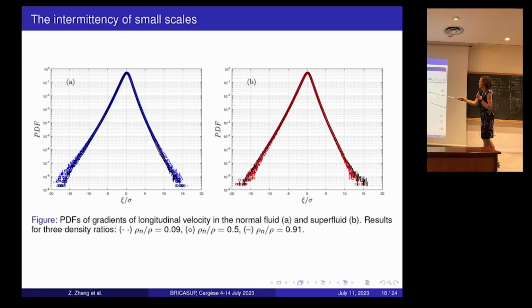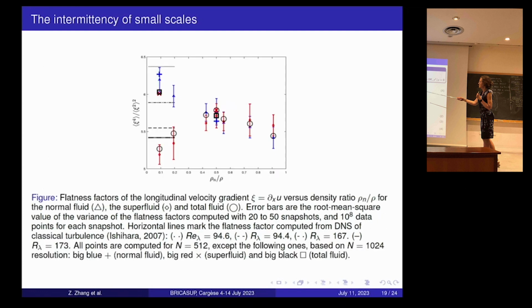Some statistics of the intermittency of small scales. For the 3 temperatures here, the PDF of the gradients for the longitudinal velocity, normal fluid and the superfluid, and this will result in the values of the flatness of the derivative for different temperatures. So we agree with the literature, and with the results of this flatness as a function of the Reynolds number in classical turbulence. We used the results from Japanese researchers, Ishihara, etc., with error bars. Superfluid in red, normal fluid in blue, and in black we have the total fluid.